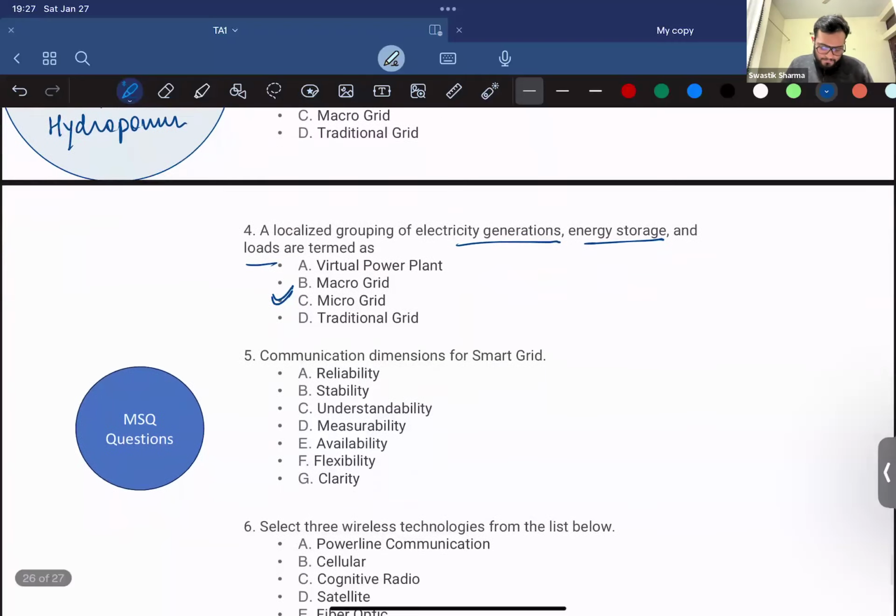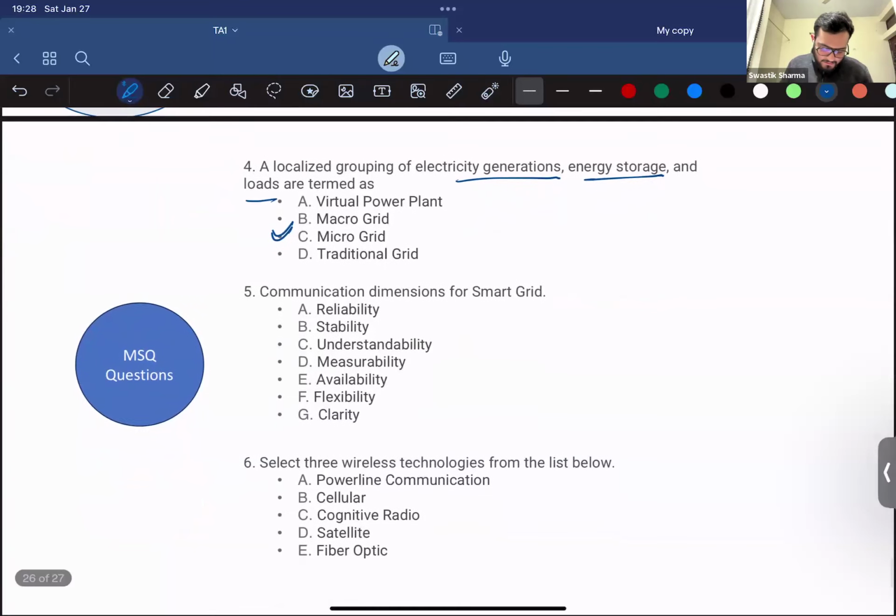Great. So next, communication dimensions for smart grid. So the communication for smart grid should ensure what? Should it be reliable? Should it be stable? Should it be understandable? Should it be measurable, available, flexible, clarity? What are the different properties associated with a good communication infrastructure for smart grid? Can you tell me? It's a multiple select answer.